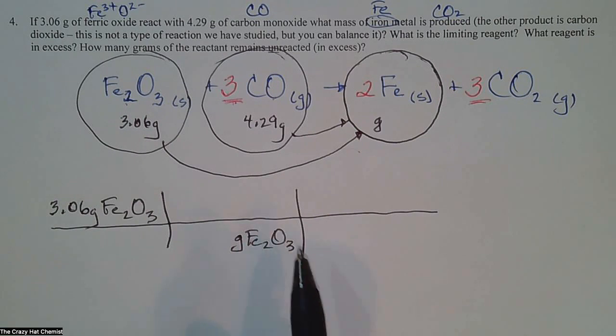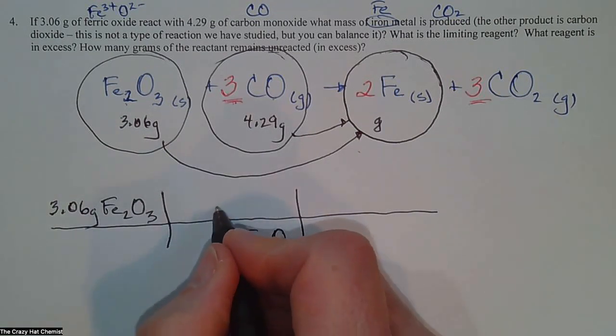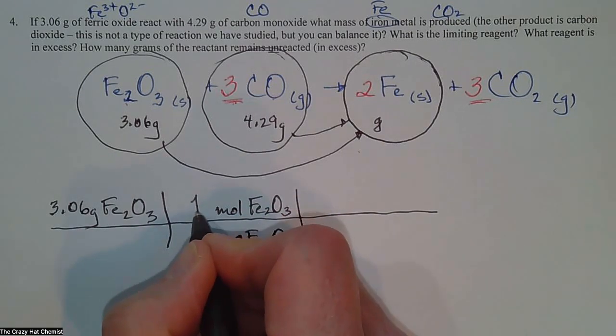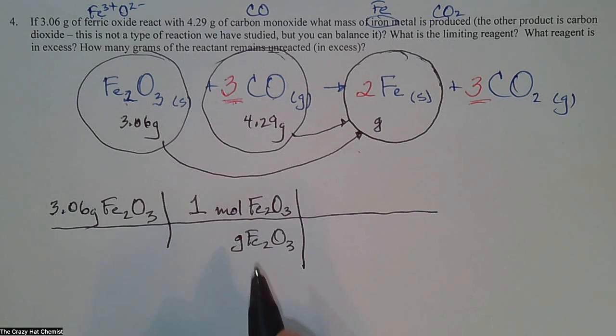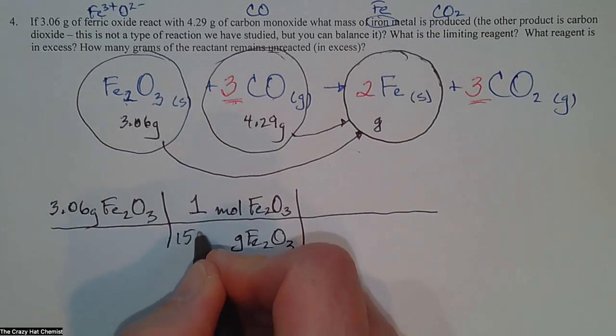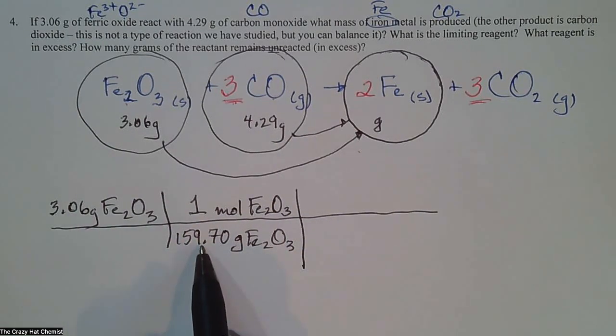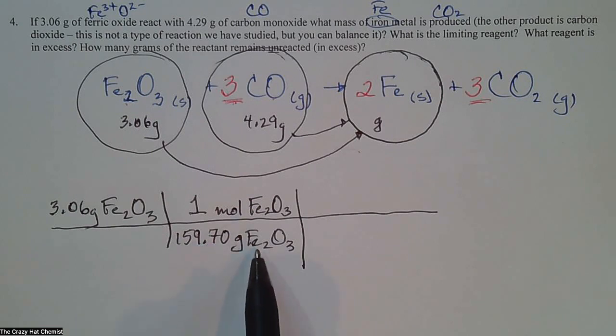And from grams, there's only one thing you can go to, and that's moles. So this would be moles of Fe2O3. That is 1 mole. And then we're going to calculate the molar mass for ferric oxide. Actually, this is the second time on this worksheet that we have calculated the molar mass for ferric oxide. So it's 159.70. I know your calculator will give you 159.7, but it's actually 159.70 because iron has 2 decimal places and oxygen has 2 decimal places. All right, just a thought.